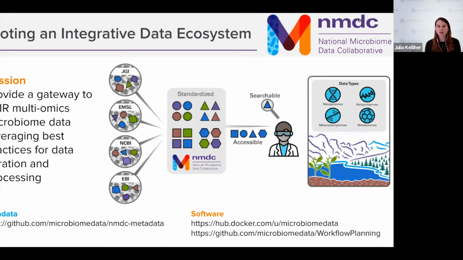So just to get a little bit of background about what the NMDC is. The NMDC has been piloting an integrative data ecosystem. The National Microbiome Data Collaborative is the NMDC, and our mission is to provide a gateway to FAIR, or findable, accessible, interoperable, and reusable multi-omics microbiome data, leveraging best practices for data curation and processing. So really great metadata standards and processing workflow standards, and making multi-omic data available to researchers. We want to standardize everything, make it searchable, make the data FAIR.